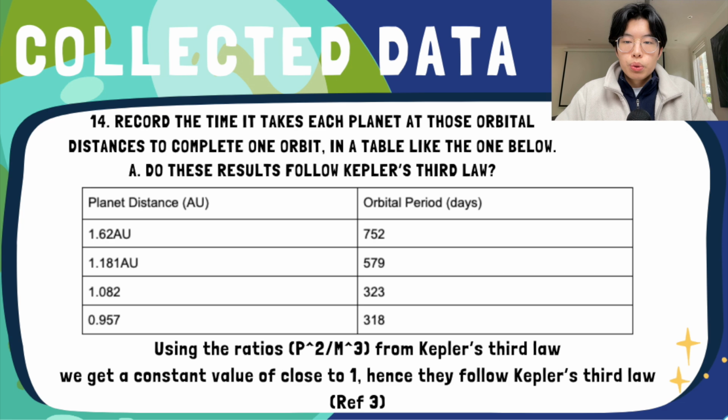days. Applying the ratio equation provided by Kepler's third law, p squared over a cubed, we can see that we do get, in fact, a constant close to 1, which means that these results do follow Kepler's third law.